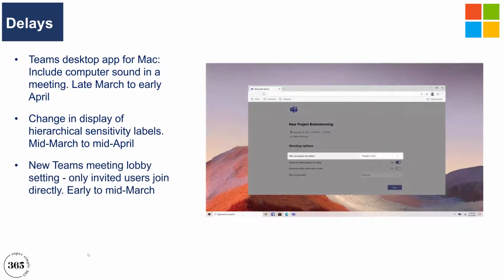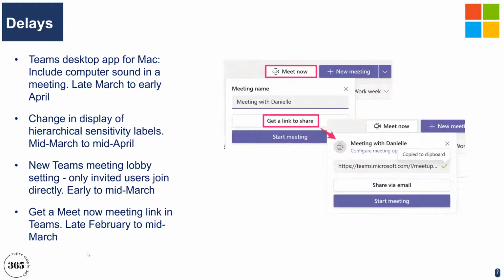Next up, we have Teams meeting lobby settings. Only invited users can join directly. It just means that if someone's had an invite forwarded to them, or they've just been given the link, they can't bypass the lobby. It just gives you a bit more control over the privacy for your meetings, and that's coming early to mid-March.